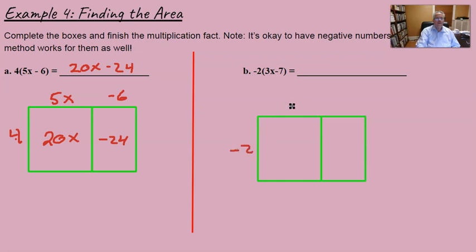Here we have -2 and 3x minus 7. So we're going to multiply -2 times 3x and -2 times -7. Both of these getting multiplied by -2. So we have -6x. -2 times -7 is +14. This is -6x plus 14.